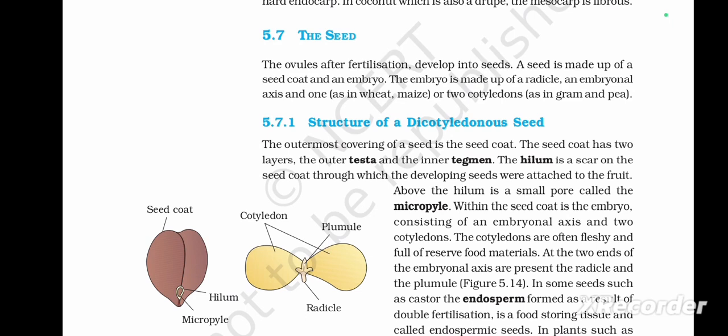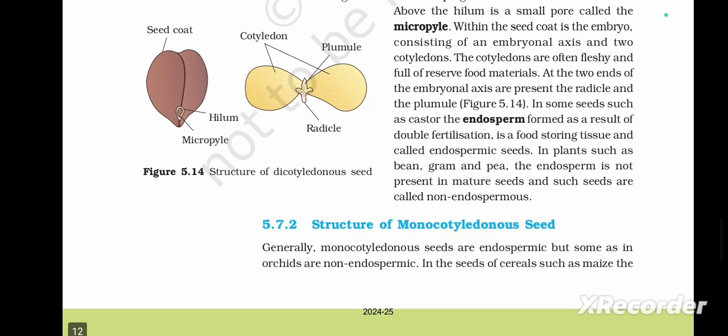In some seeds such as castor, the endosperm formed as a result of double fertilization is a food storing tissue, and such seeds are called endospermic seeds. In plants such as bean, gram and pea, the endosperm is not present in mature seeds and such seeds are called non-endospermous.